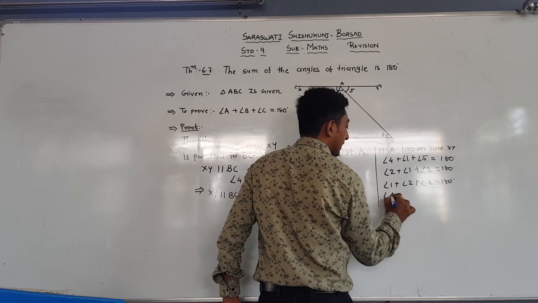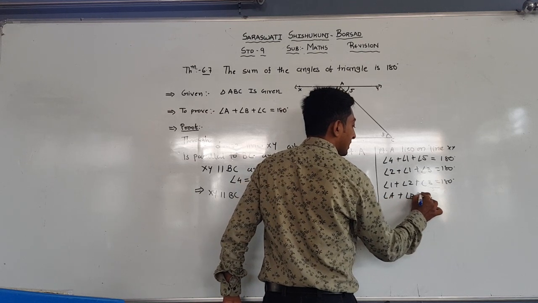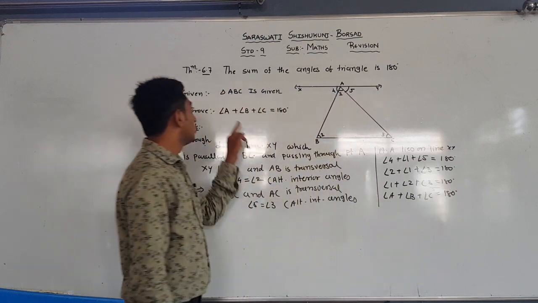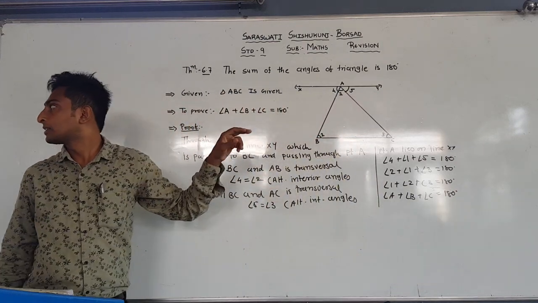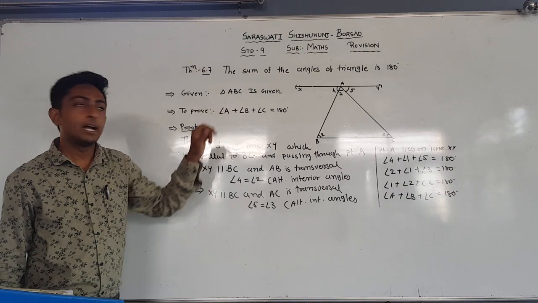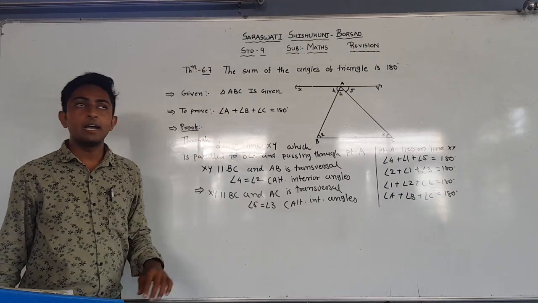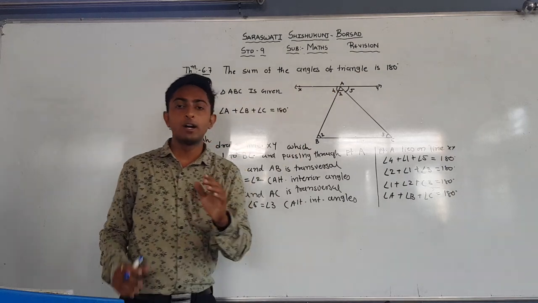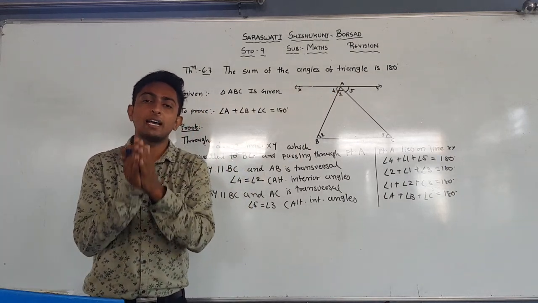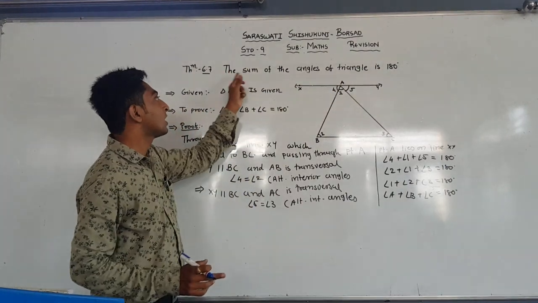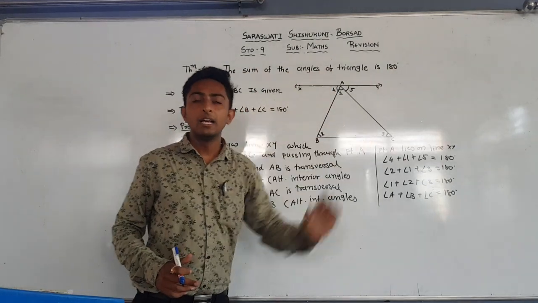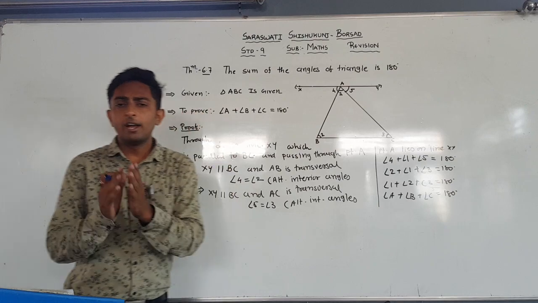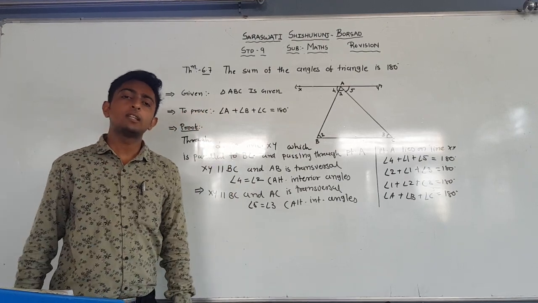Angle 1 is nothing but A, angle 2 is nothing but B, angle 3 is nothing but C. That is 180 degrees. Then we have to prove that angle A plus angle B plus angle C equal to 180 degrees. So this is the theorem: the sum of the angles of a triangle is 180 degrees. It can be asked as a fill in the blank: the sum of the angles of a triangle is blank. And this is all the proof. Now let us move further to the next theorem.